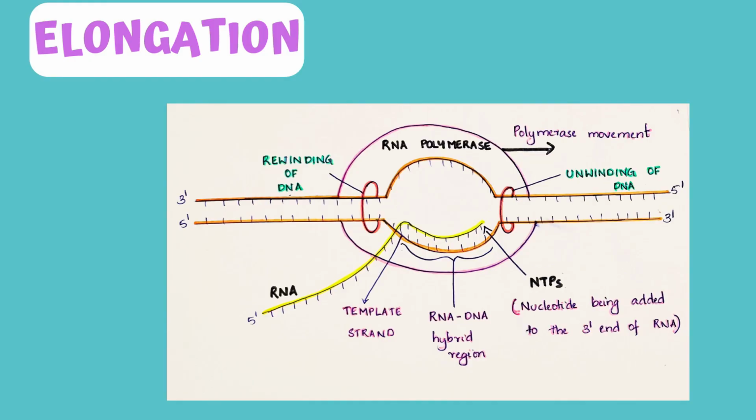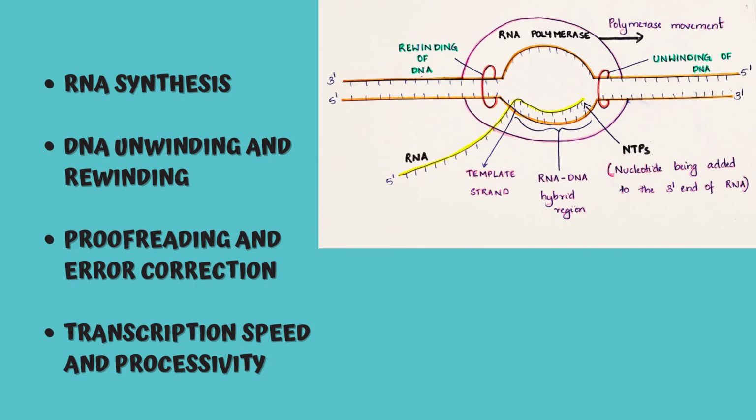Elongation. Prokaryotic transcription elongation is the phase during which RNA polymerase moves along the DNA template, synthesizing RNA in 5' to 3' direction. So let's see what happens during the elongation process. RNA synthesis. The RNA polymerase moves along the DNA template, reading the template strand in 3' to 5' direction and synthesizes RNA in 5' to 3' direction. It catalyzes the formation of phosphodiester bonds between the ribonucleotides, adding ribonucleoside triphosphates to the 3' end of the growing chain.